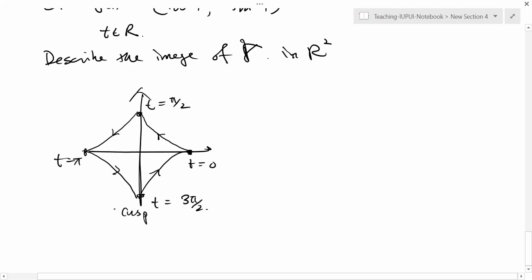And then you rotate it periodically when t increases. This is the image of the gamma over the interval t from 0 to 2 pi. Okay? And then it overlaps if t continually increases.